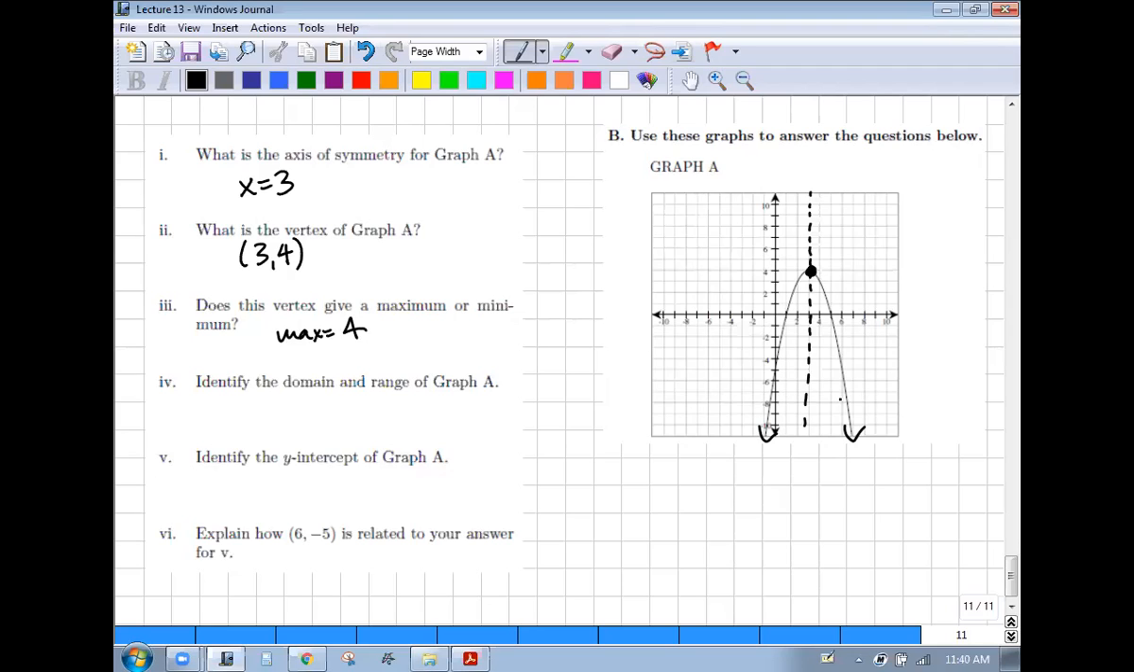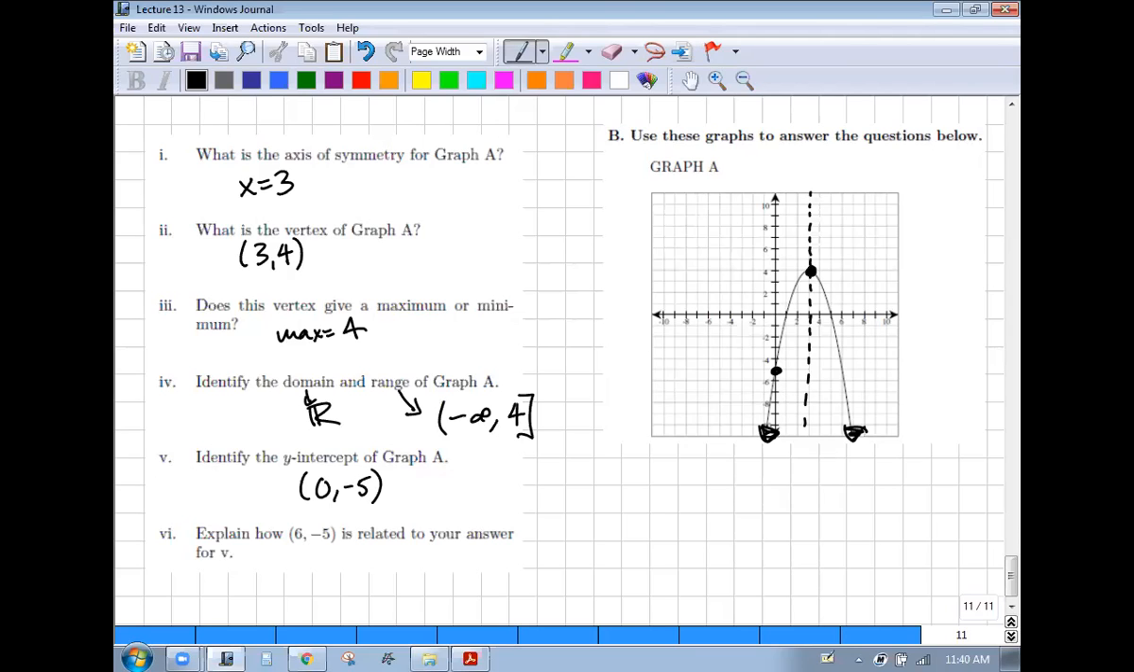The domain and the range: domain, all real numbers, because this thing does go infinitely far to the left and to the right. The range, however, is the up and the down. It goes down to negative infinity and it goes all the way up to 4, the maximum value. The y-intercept is right here, which is at (0, -5).